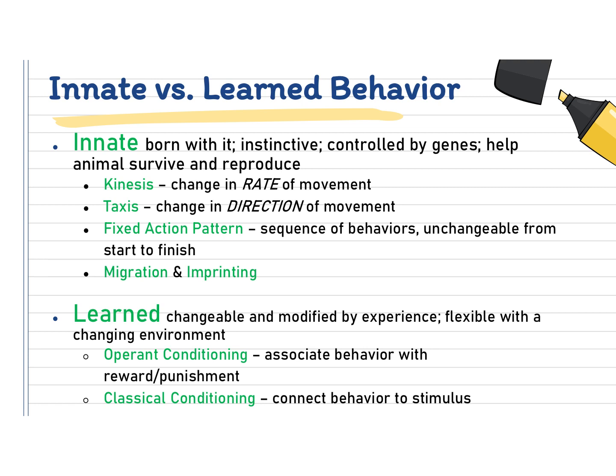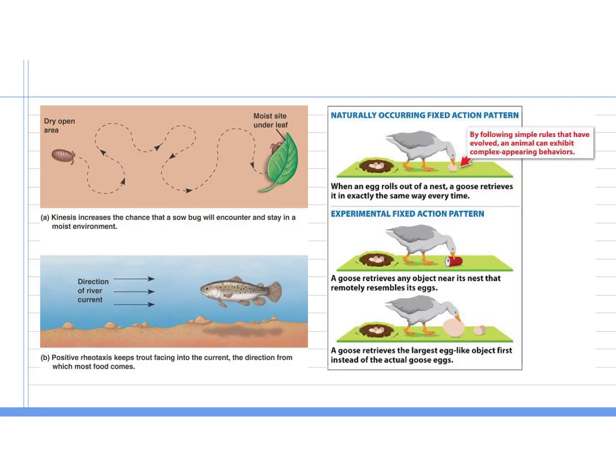The two types of learned behavior we talked about are operant conditioning and classical. Operant conditioning is kind of the reward punishment behavior thing. So if you do something and you get a reward, you're more likely to repeat that behavior, and then vice versa with punishment. And then classical conditioning is where you have a behavior that's not even associated with the stimulus. This is Pavlov's dogs. They would actually start to salivate at the sound of a bell, not even in the presence of food.